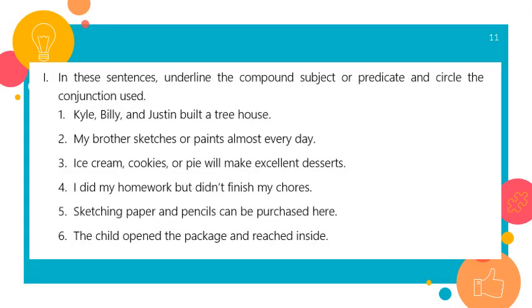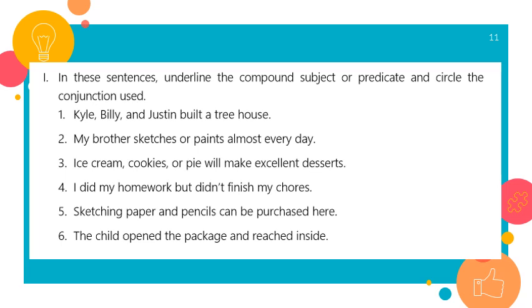Okay, now this is the last exercise in the grammar part. In this exercise we have to underline the compound subject or predicate. So we read each sentence. If we have a compound subject, we underline it. If we have a compound predicate, we underline it. And then we have to circle the conjunction used to make a compound subject or predicate. Okay, simple and easy. Kyle, Billy, and Justin built a tree house.